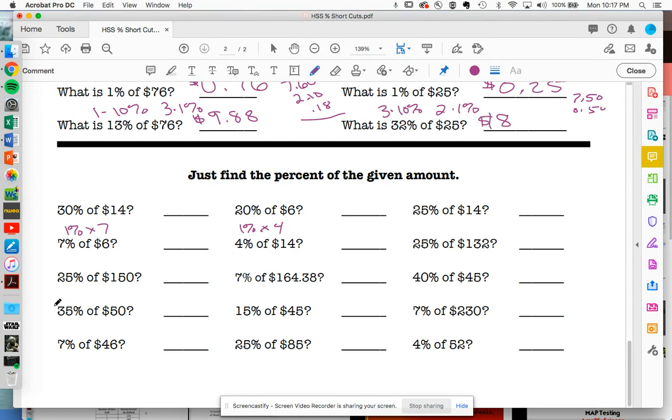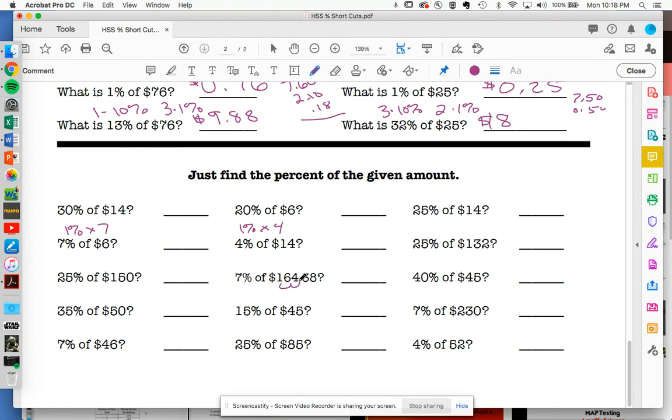What about 35%? A couple different ways. You can do a 25% and a 10%, or you could do 3 10% and a 5%. Okay, that one, try it both ways. See if you get the right answer. Look at this number. Oh man, this one's kind of tough. To do this, we'd find 1% times 7.